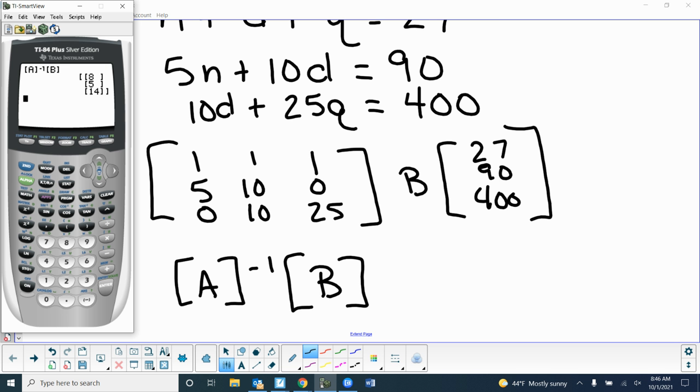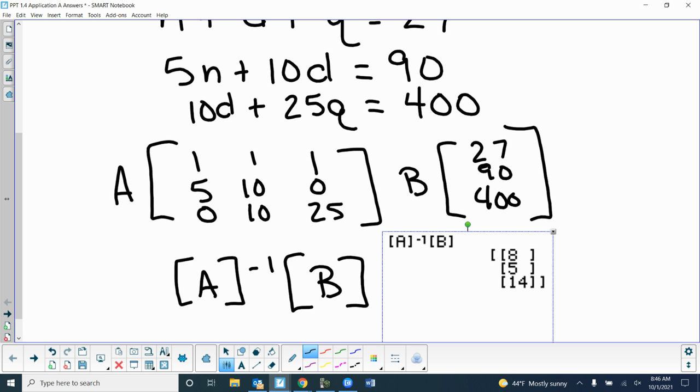So, 8 what? Nickels, 5 dimes, 14 quarters. Okay? Did that help going over that? Okay. Let's go over the homework problem. All right? Again, once we go over these, they become a lot easier for you. The first time through, it's tough. I understand that. But once we do some, as we go through these, you're going to get a lot better at it.